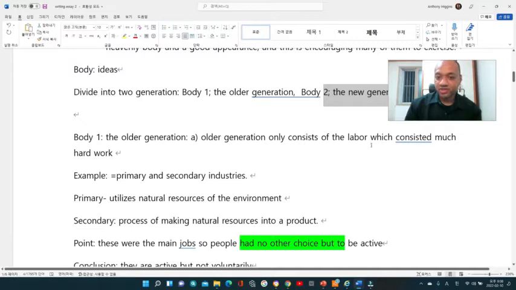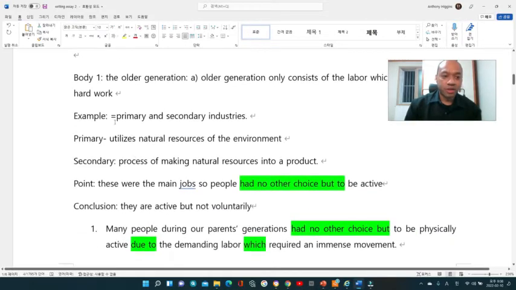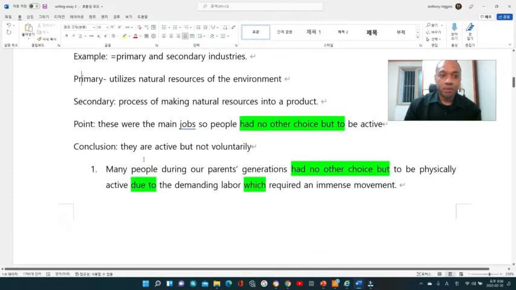The older generation only consisted of labor, much hard work. For example, we have primary and secondary industries, and these industries consisted of a lot of movement. As you know the definition, primary utilizes natural resources of the environment, and secondary industry is the process of making natural resources into products. Now, these were the main jobs, so people had no other choice but to be active.